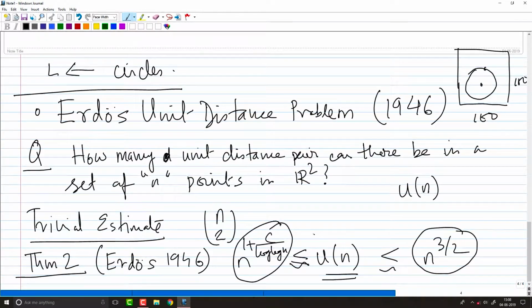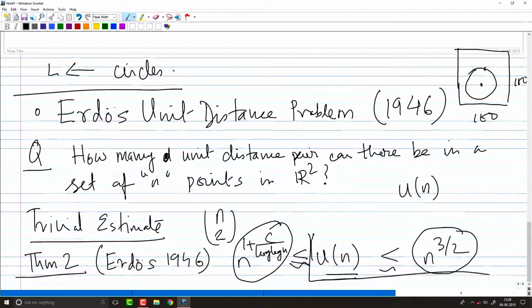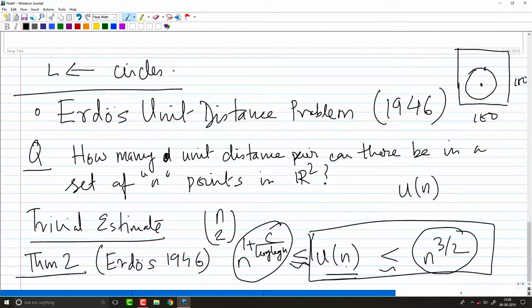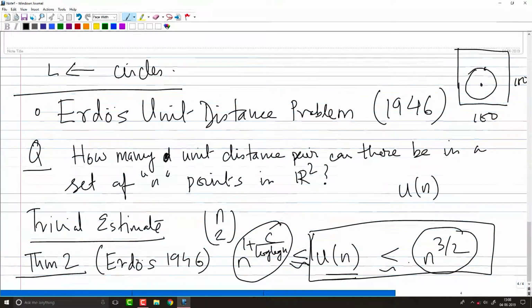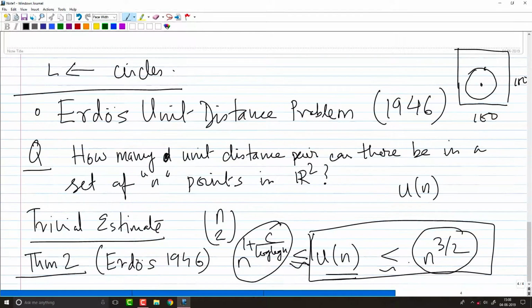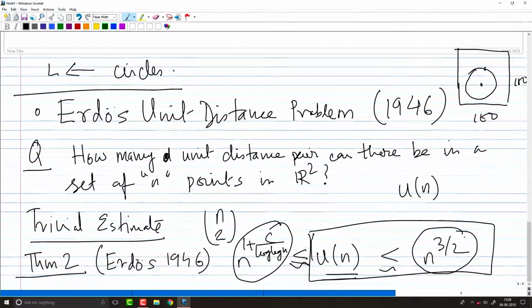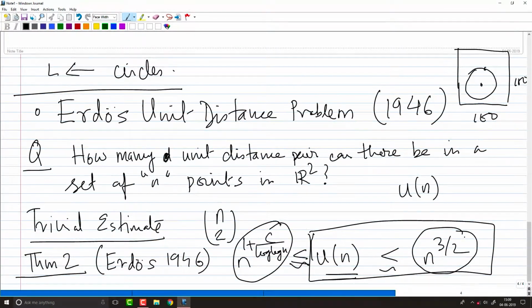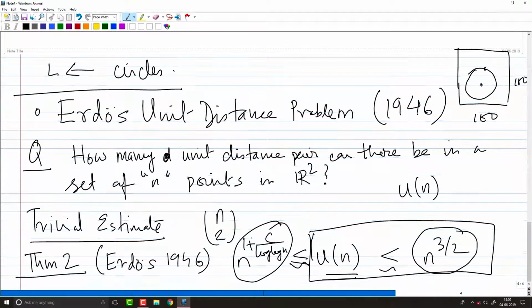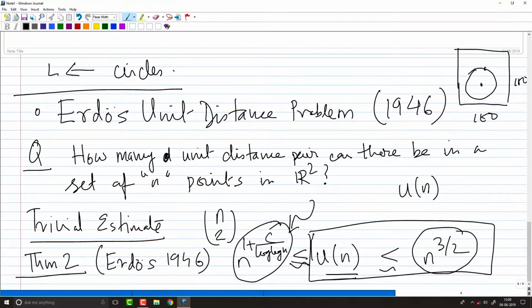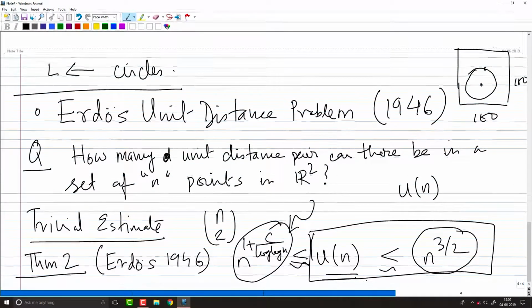I am just loosely writing it like this. So what does this mean? What I mean by this side is, take any n points in the plane. The number of pairs which are unit distance away from each other will be at most bounded by n to the power 3 by 2, up to a constant. And there exists a point set in R2 that will determine at least these many unit distances. Okay?